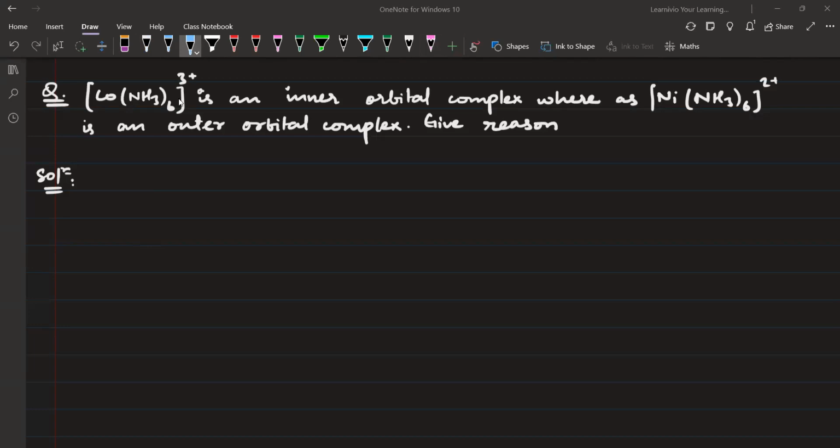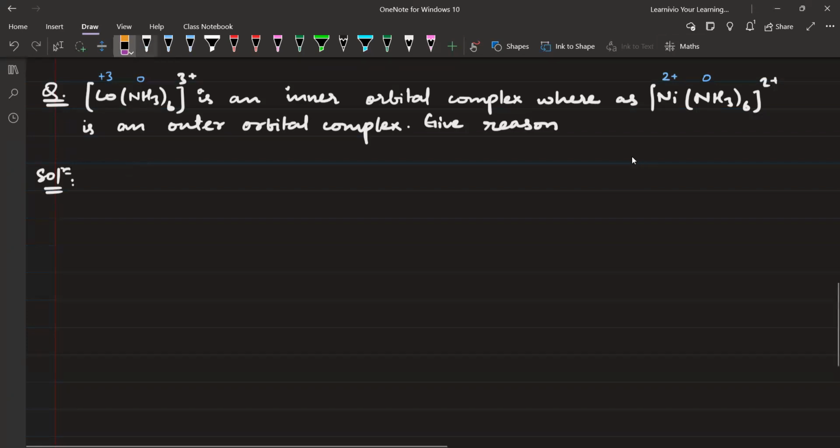Since ammonia is a neutral ligand, it is going to have an oxidation state of zero. The overall oxidation state in the complex is plus 3, and that will be only because of cobalt, because there is nothing else which is charged. Same way, tell me what is the oxidation state of nickel. Plus 2, correct. Because ammonia is 0, the overall charge on the complex is plus 2, and the plus 2 will be only because of nickel. So we are having cobalt 3 positive.